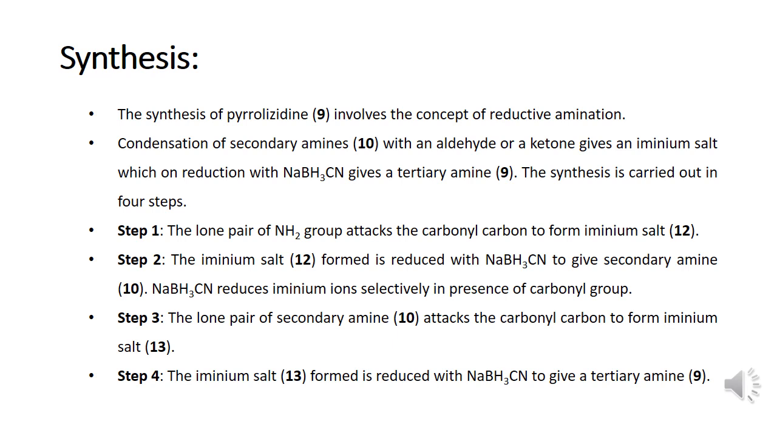Step 1, the lone pair of the amine group attacks the carbonyl carbon to form an iminium salt, that is structure 12. The iminium salt formed is reduced with NaBH3CN to give a secondary amine. NaBH3CN reduces the iminium ion selectively in the presence of a carbonyl group. The lone pair of the secondary amine attacks the carbonyl carbon to form an iminium salt, and in step 4 the iminium salt formed is reduced with NaBH3CN to give a tertiary amine.